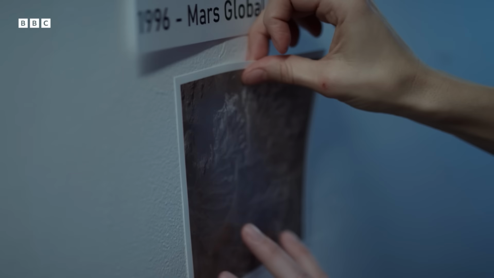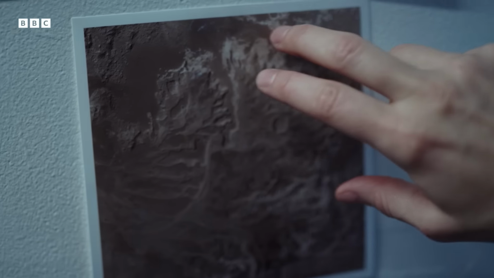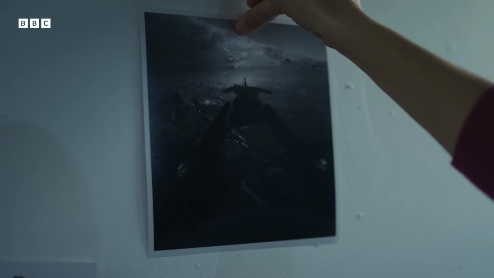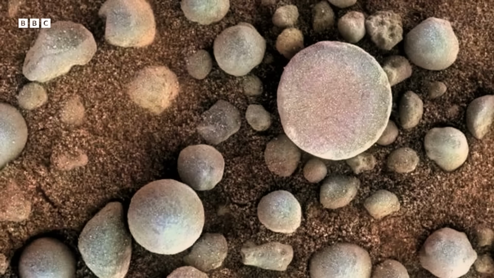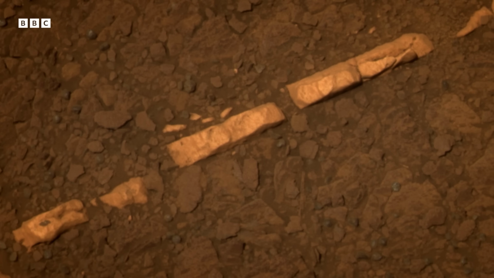Mars Global Surveyor sent back this one, which shows a feature that looks like a beautiful river delta. The twin rovers Spirit and Opportunity found dramatic evidence. These are hematite spheres, and they form in water. This is a vein of a mineral called gypsum. So gypsum is a mineral that not only forms in water, but actually contains water in its structure.